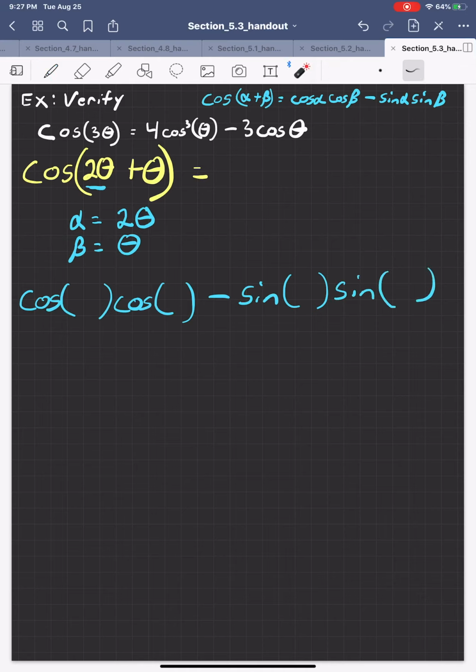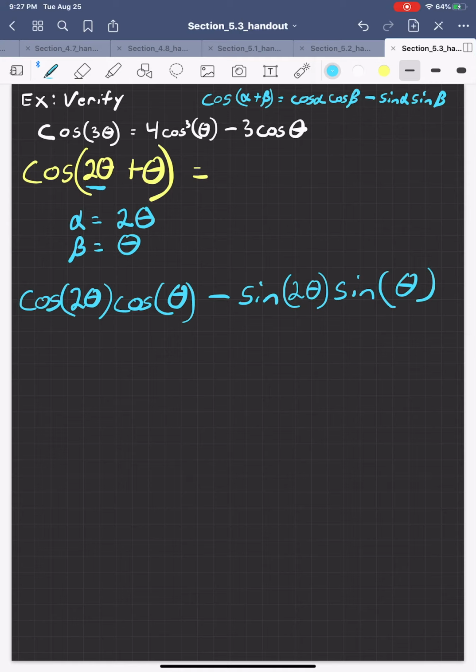All right, so let's make sure you understand. Alpha, in this case, is 2 theta, so we're going to plug a 2 theta here. And then beta, cosine of beta, is just theta. We're going to plug that in right here. Same thing over here. So it's going to be 2 theta and then theta.